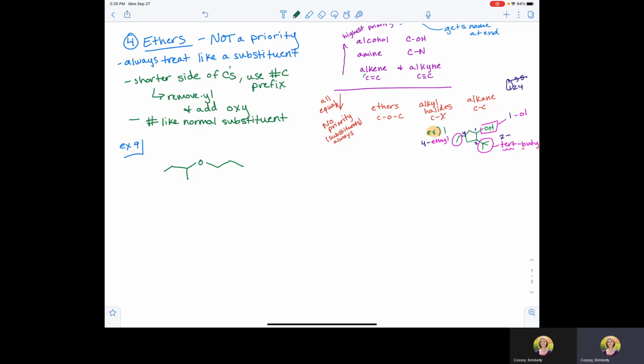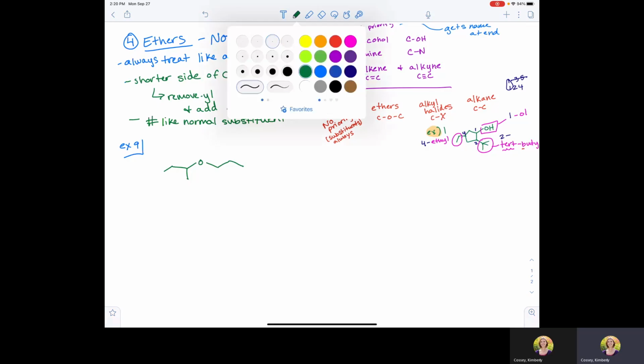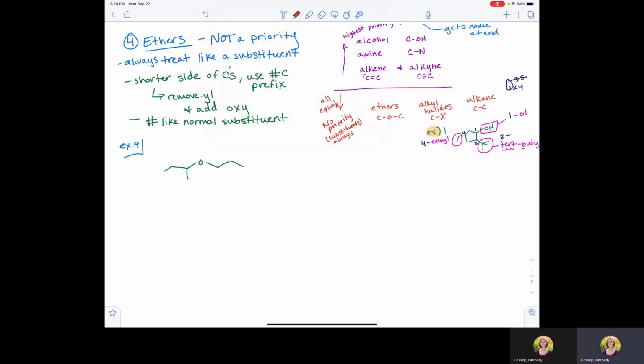All right, so for number 9, what we would do is take the longest chain. So that's going to be, for this one, 4 this way: 1, 2, 3, 4. This side only has 1, 2, 3, so that's shorter. So undo. That means this is going to be the longest chain. So that's going to be carbon 4, which is butane.